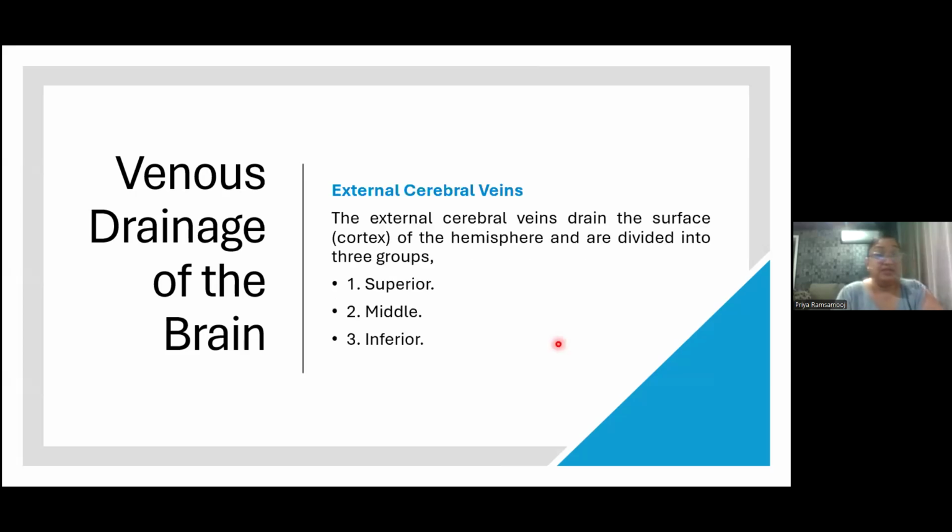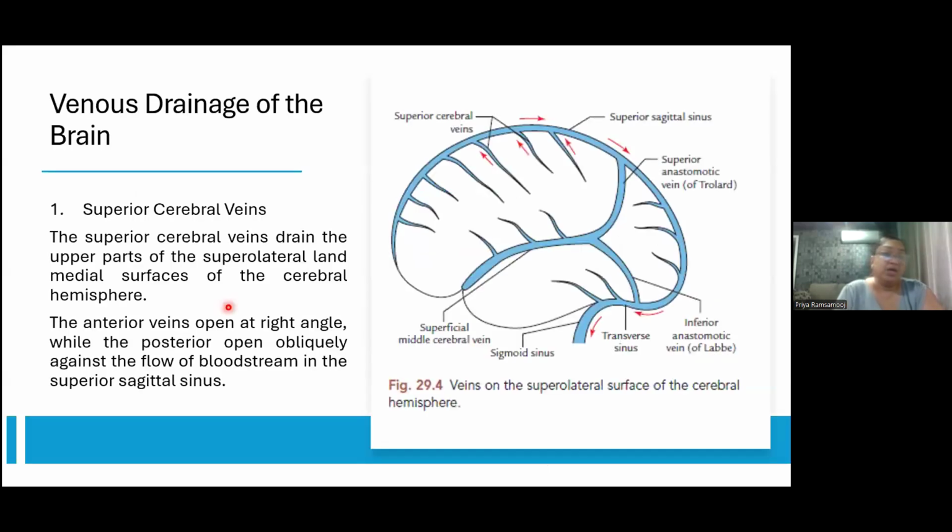So I did mention external and internal. The external cerebral veins, they drain the surface or the cortex of the hemisphere, and they're divided into superior, middle, and inferior. Like we said, the external drains the superficial and the internal drains the internal regions of the cerebral hemispheres, respectively. So, superior cerebral veins that we can see nicely at the top here, draining into the superior sagittal sinus. They drain naturally the upper parts of the superior lateral and medial surfaces of the cerebral hemispheres, right?